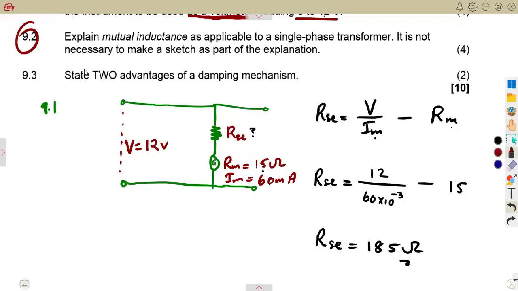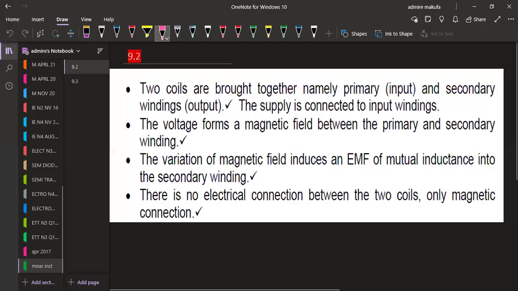I talked about this. Explain mutual inductance as applicable to a single phase transformer. It is not necessary to make a sketch as part of the explanation. This is part of your transformers. We are asked to explain the part of the mutual induction. What is it that you're going to consider when dealing with transformers? This is the major part of our mutual induction.